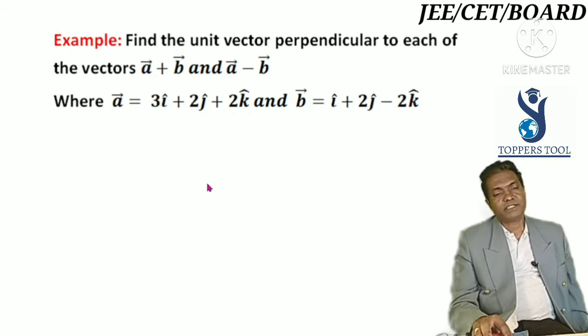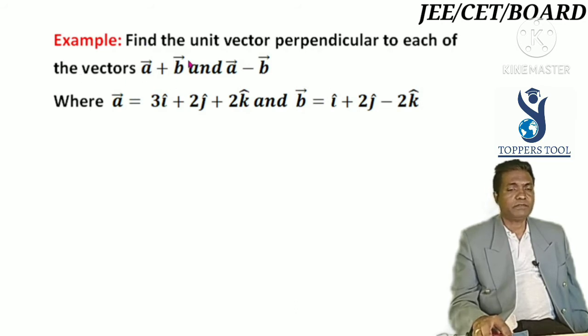Same concept, but there is a little difference. Find the unit vector perpendicular to each of the vectors A plus B and A minus B. Think that you have to find the unit vector which is perpendicular to this and this. Now you are given A and B. So first you have to find vector A plus B and vector A minus B.